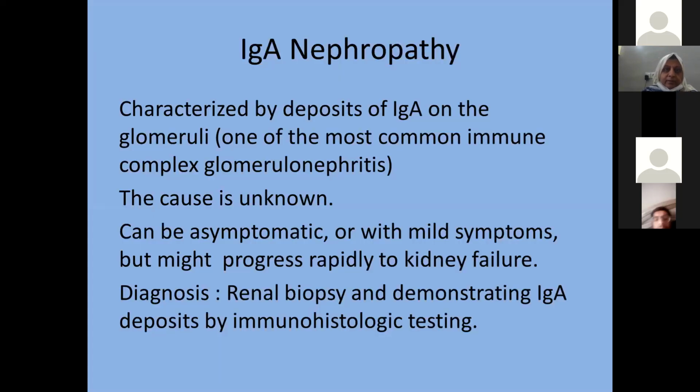Then IgA nephropathy is another clinical condition in which deposits of immunoglobulin A occur on the glomeruli of the renal system. It is a very common immune complex glomerulonephritis, but the cause is unknown, that is, how this IgA develops and then gets deposited on the glomeruli.